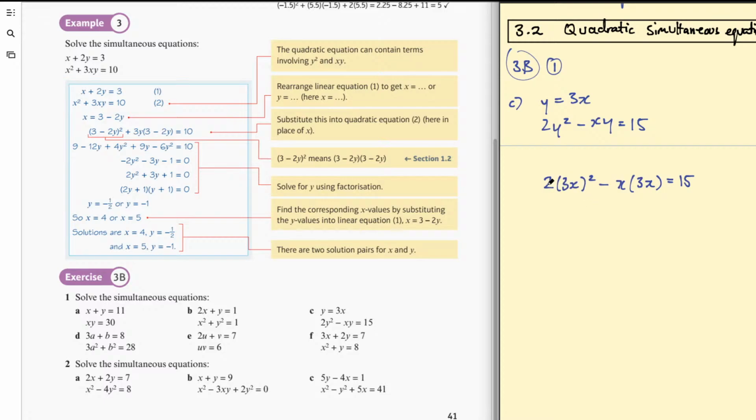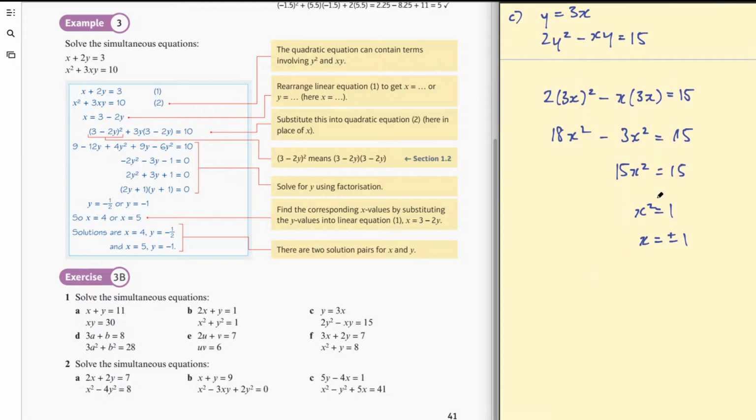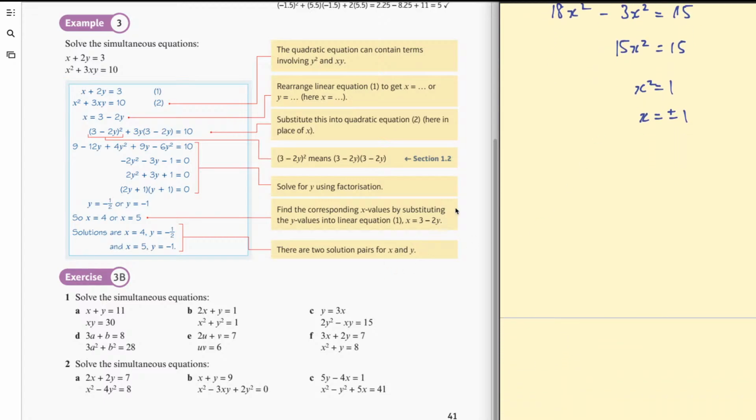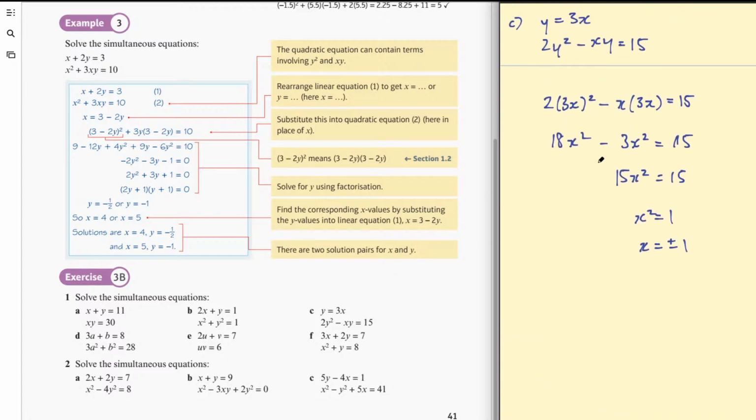So this is 9x squared times 2 is 18x squared, take 3x squared equal to 15, and then we get 15x squared equal to 15. So x squared is equal to 1. So x could be positive or negative 1. Yes, unfortunately stats and mechanics are also mathematics. So x is positive or negative 1.